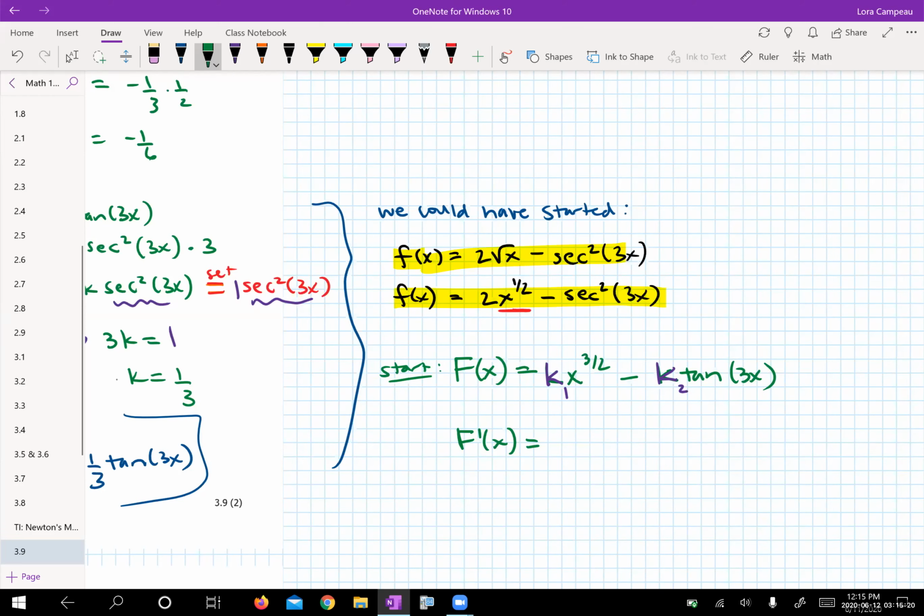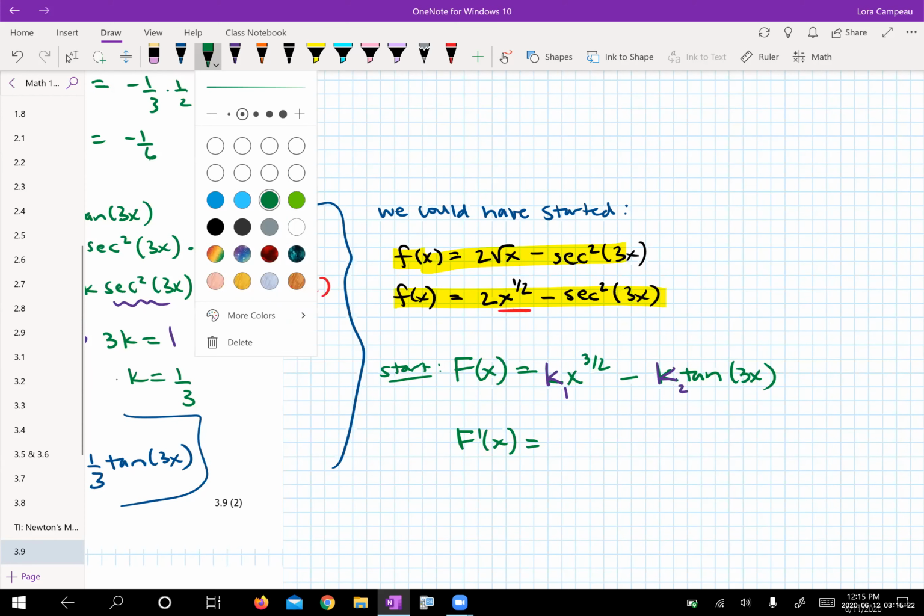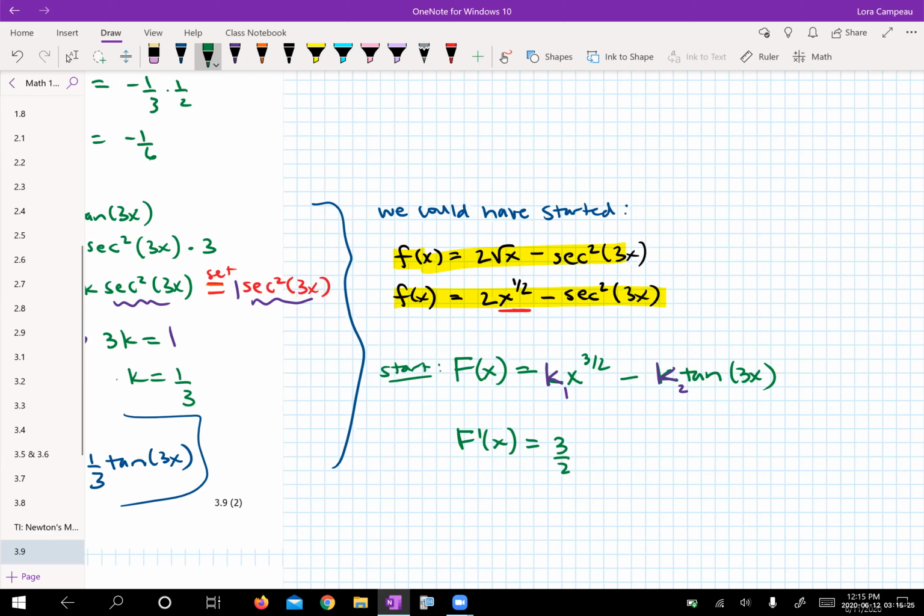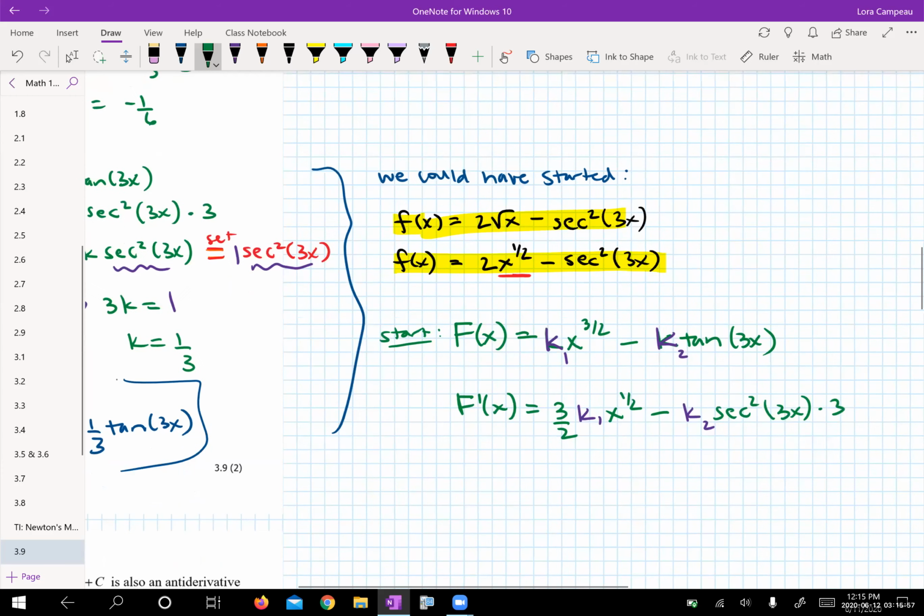Probably would be helpful to explain that to you. So we have 3/2 multiplied by k1. And then when you subtract off 1, if you're taking the derivative, you end up getting x to the 1/2. Same story if you want to take the derivative of the tangent, to prove why we're trying to set things equal. Derivative of tangent is secant square. So I still have k2 secant square 3x. And now I'm going to multiply by the chain, and in this case, this is where the 3 is coming into play. So now this seems to work out a little nicer.